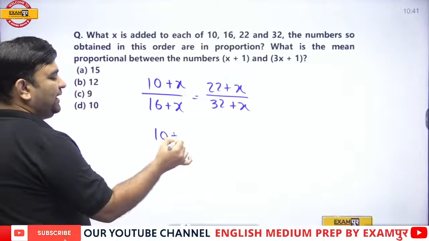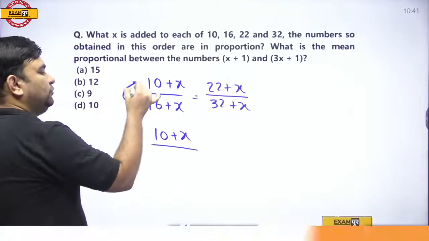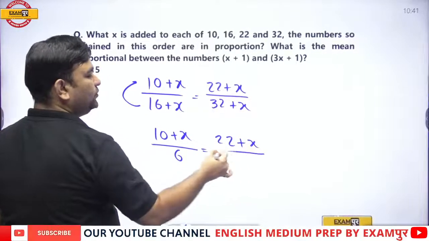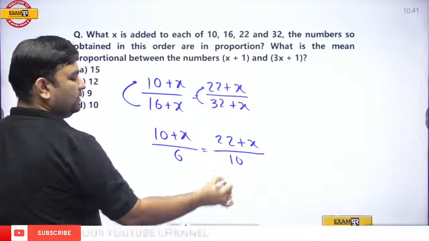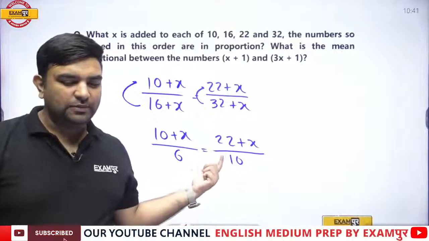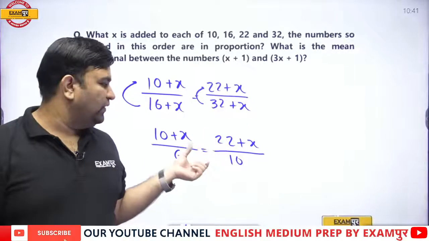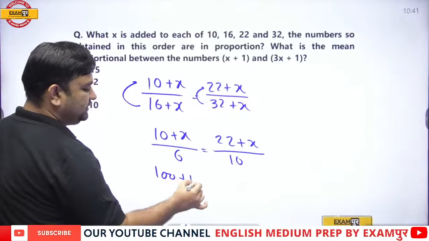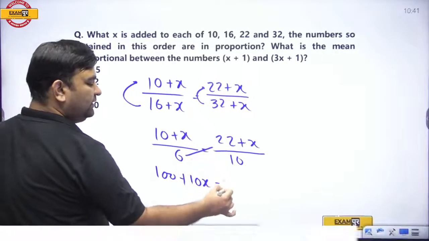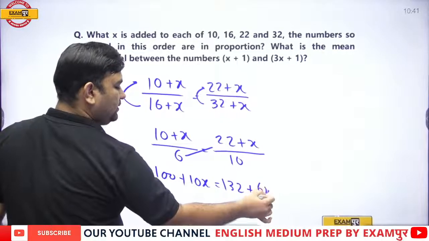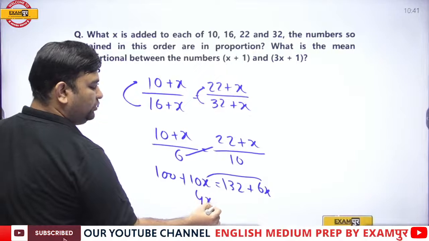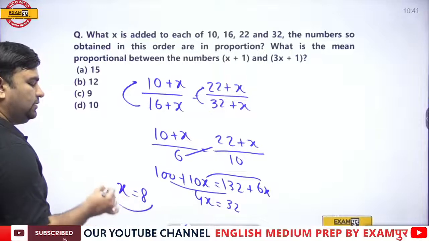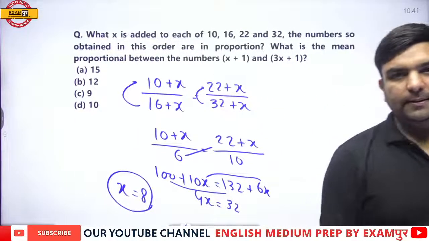Keep the numerator as it is. Apply the dividendo. 16 minus 10, 6. Keep the numerator as it is. Apply the dividendo, 10. If you're comfortable with these multiplications, directly multiply. So it is going to be 100 plus 10x should be equal to 132 plus 6x. Take this over this side, 4x is equal to, take this over, 32. X is coming out to be 8.